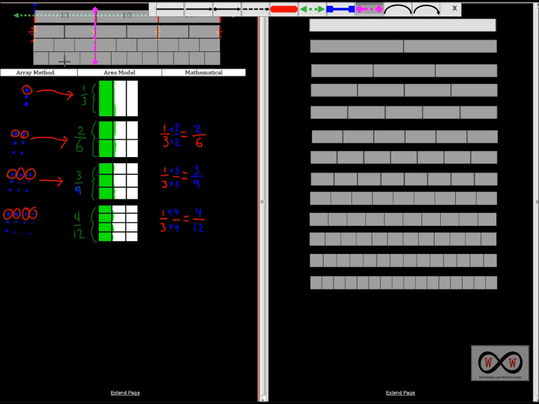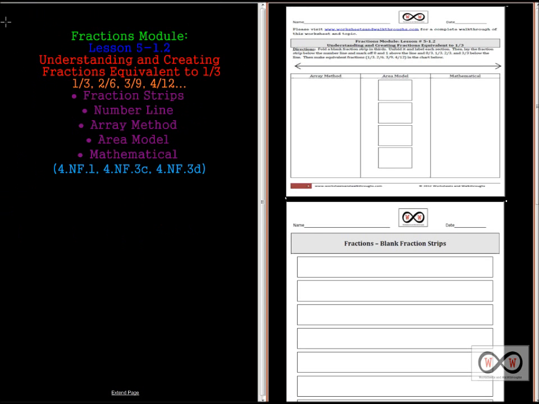All right, so that was a quick look at lesson 5-1.2, or understanding and creating fractions equivalent to 1/3.